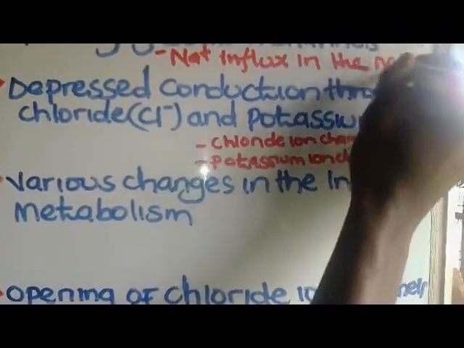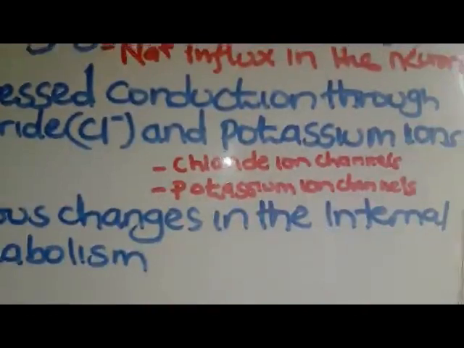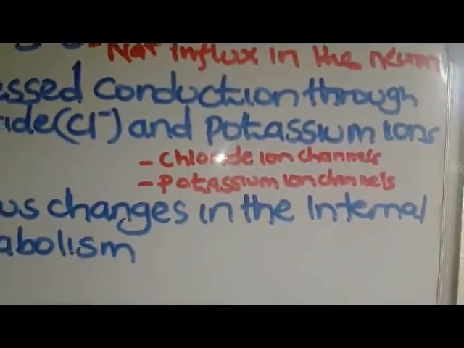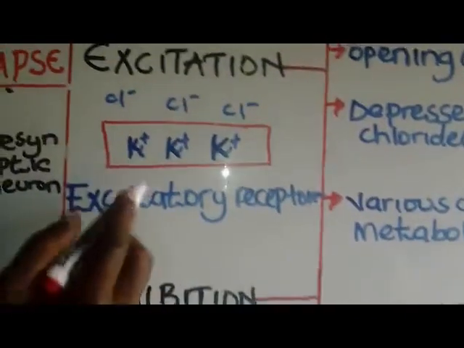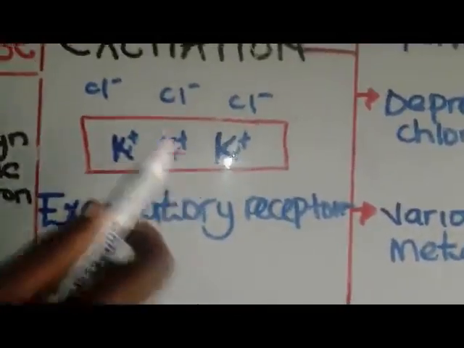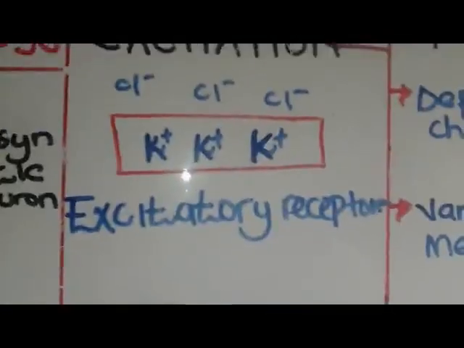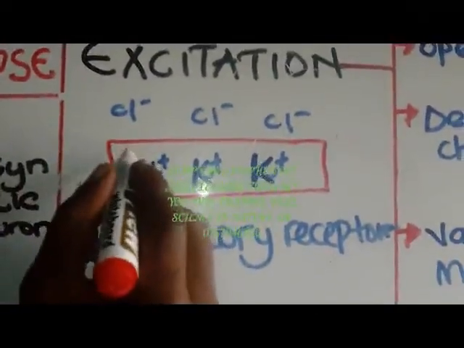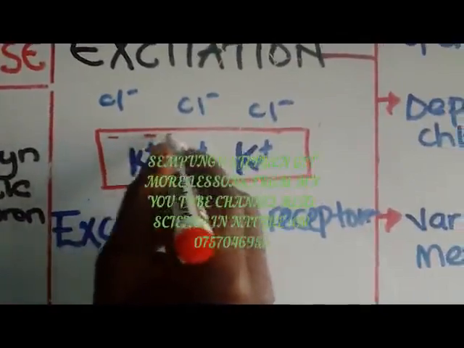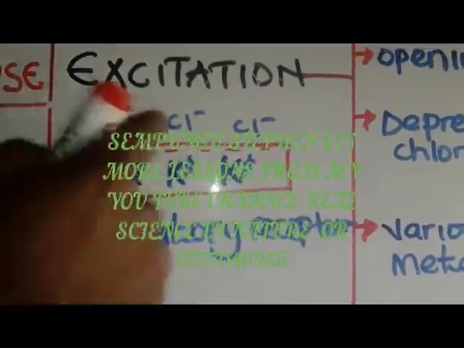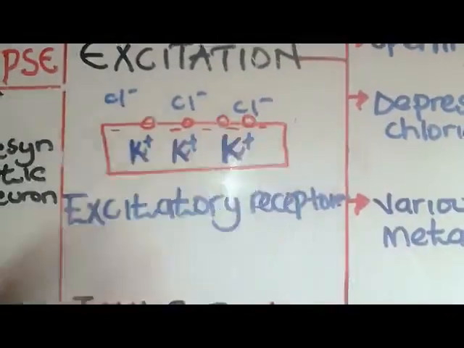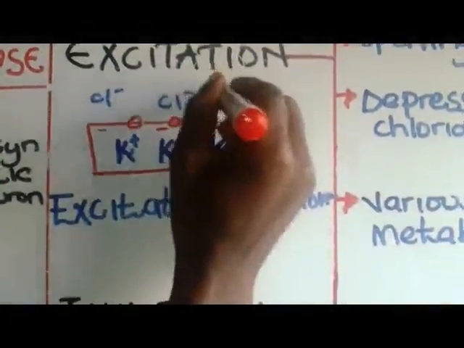In the neuron, flux in the neuron. If, for instance, I'm going to take this example here, naturally we are seeing that inside the nerve or the neuron, we have a lot of potassium ions and more negative ions inside from the organic salts. Now, for excitation to take place, we are going to see that the sodium gates here always open.